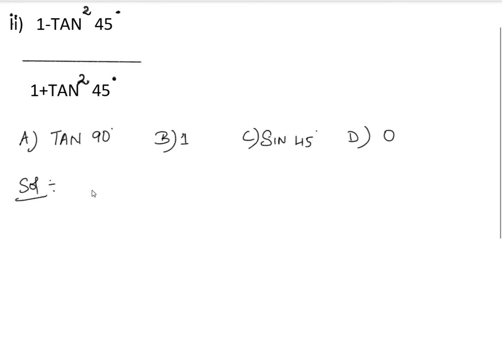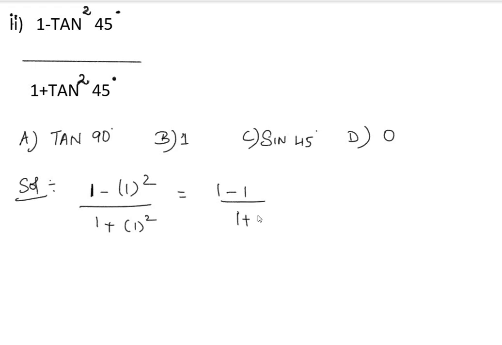The value of tan 45 is 1, and 1 minus tan square 45. First, tan 45 is 1. So square is given, so I am putting that square. Again, 1 plus tan 45 is 1, square is given, 1 square. And then 1 minus 1 square is 1, by 1 plus 1 square is again 1. So 1 minus 1 is 0, 1 plus 1 is 2, 0 by 2 is 0. So my option is D, that is 0.